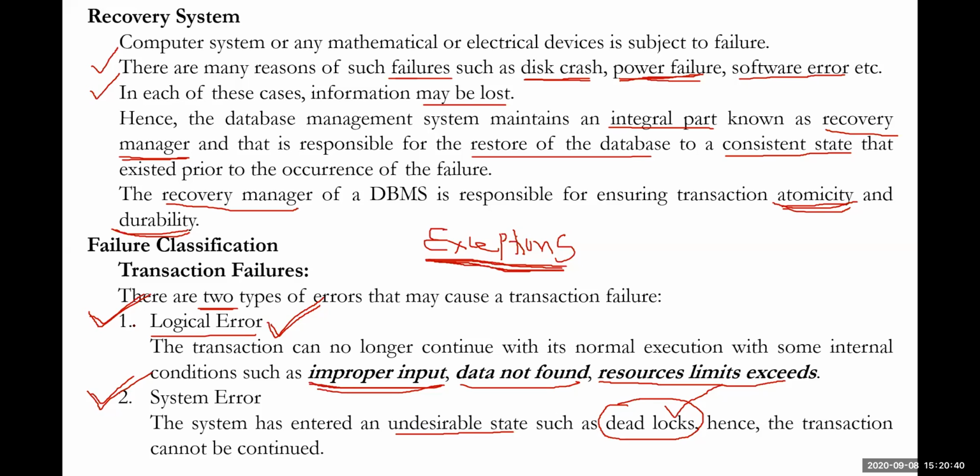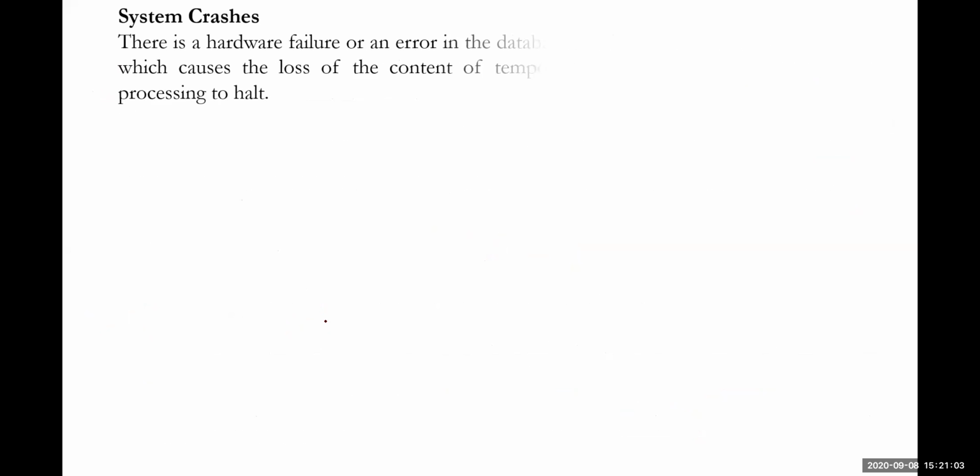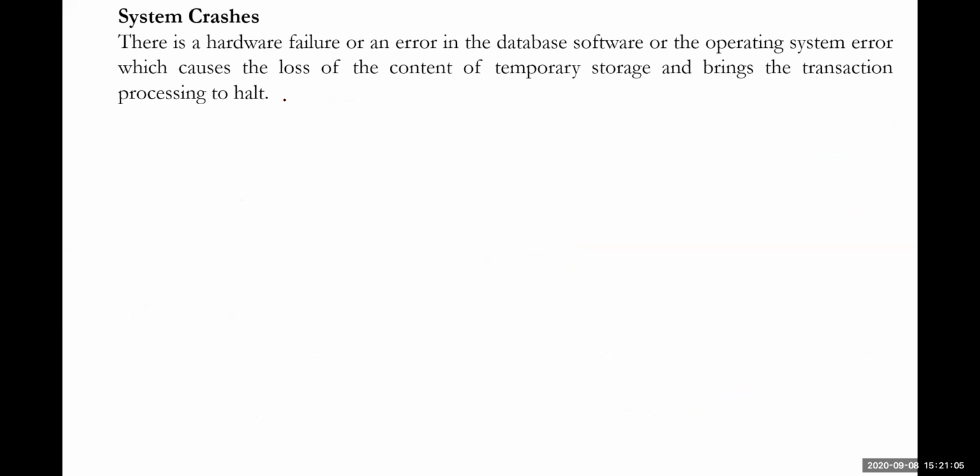These are the two different types of possibilities where a transaction will fail: when a logical error is there and when system errors are encountered. Followed by system crashes. The first one is transaction error. The second possibility is system crashes.